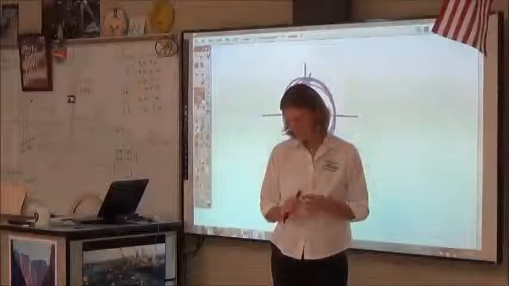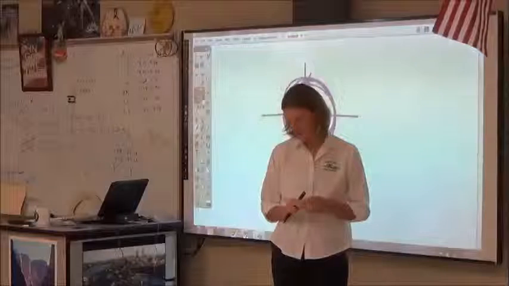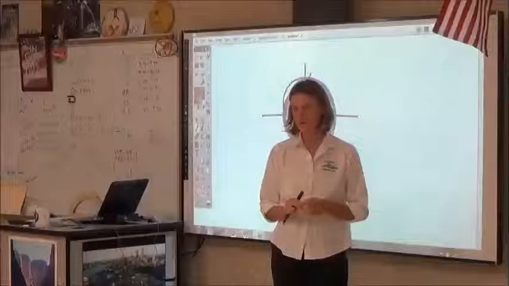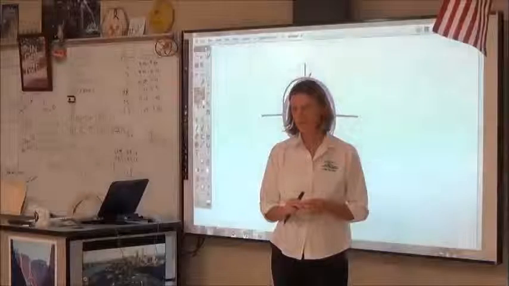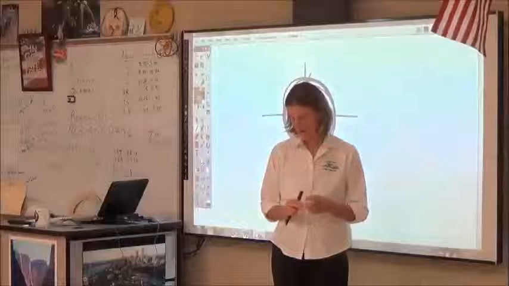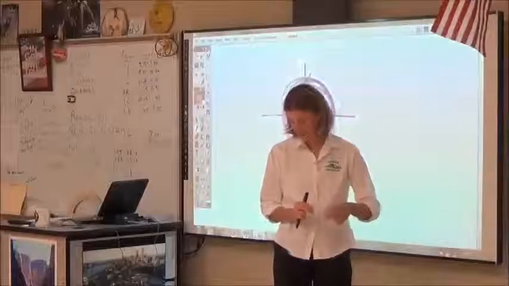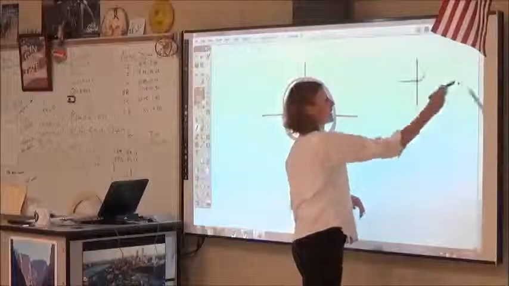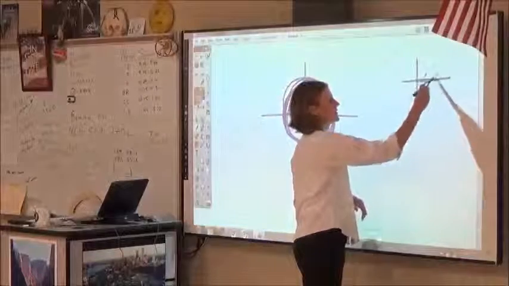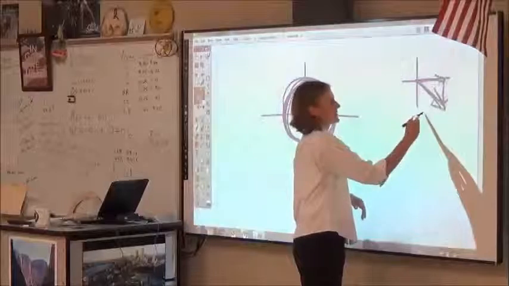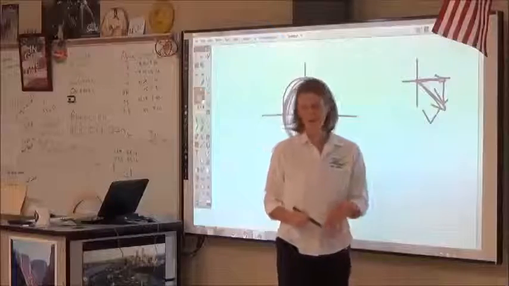What direction would the velocity vector be going? Left, right, up, down, what combination? Two I, right, and down. Good. So your velocity vector has components of two I and negative two J. So this is your velocity vector, down and to the right.